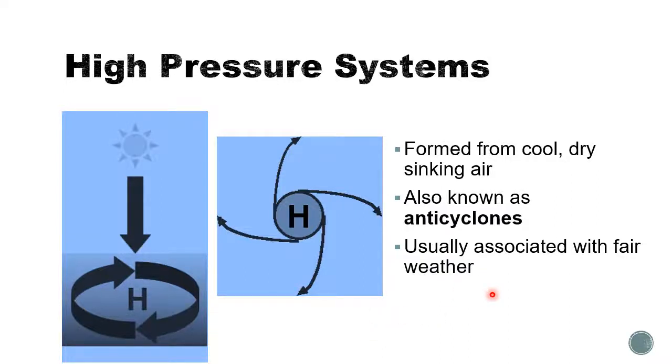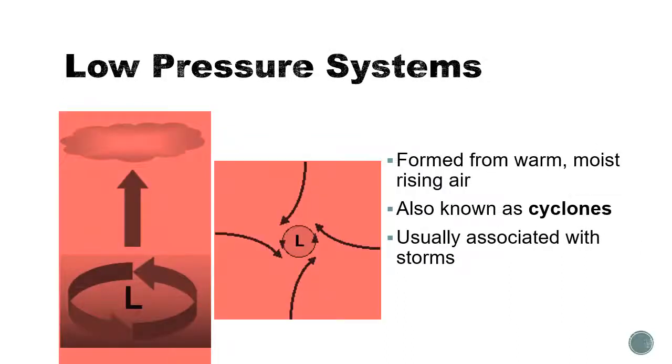When we look specifically at our high pressure systems, these are formed from cool, dry, sinking air. We also call them anticyclones. They're usually associated with fair weather. Fair weather just means that you have clear skies and the sun is shining. Our low pressure systems, these are formed from warm, moist, rising air, and we call them cyclones. These are usually associated with storms. Because I'm taking that warm, moist air and it's moving upwards, this is what's going to form all of our clouds and cause it to rain.